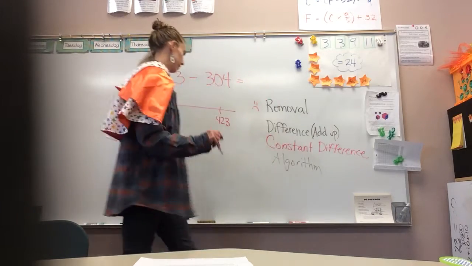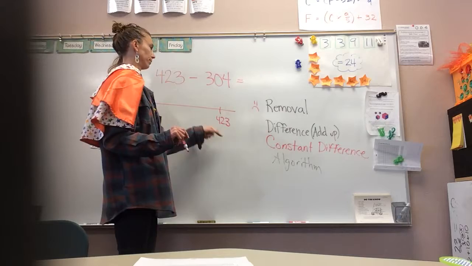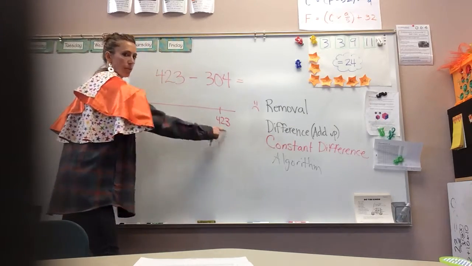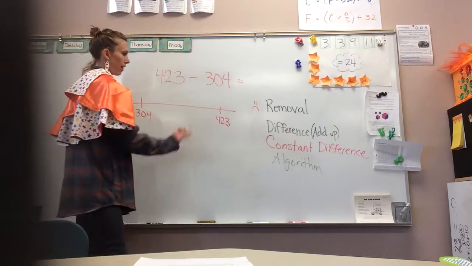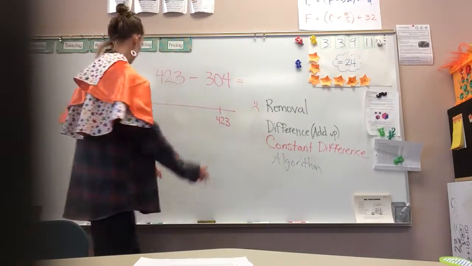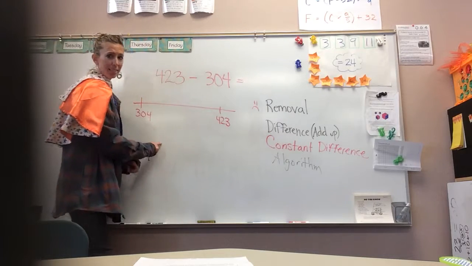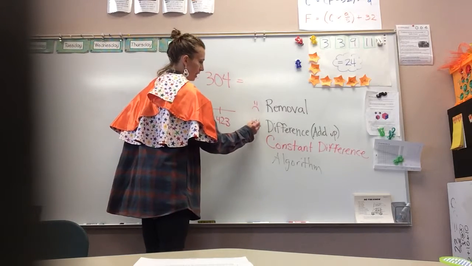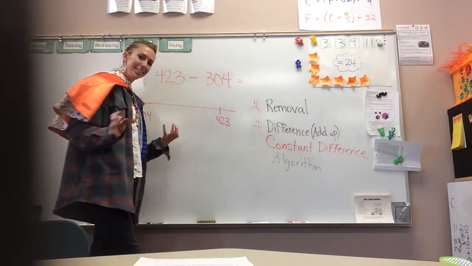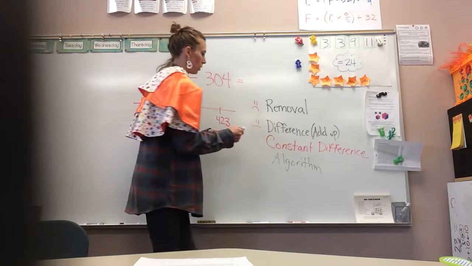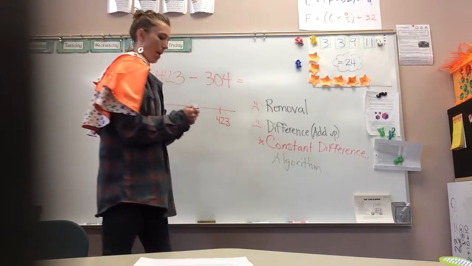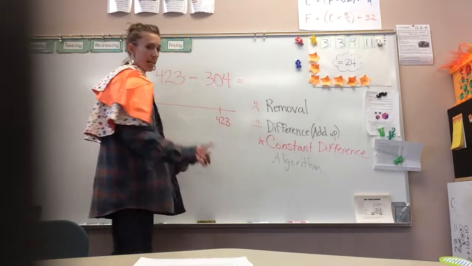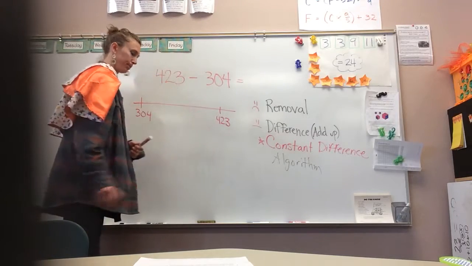Okay, let's go to this one. Difference, adding up strategy. 423 and 304. And we want to find the difference between these two numbers. Well, that seems a little better than removing. These are pretty far away. It's not just like they're right next door. So because of that, I'm kind of like, I don't know. So let's go to our star power strategy, the constant difference. And let's try to use it to make this problem easier.